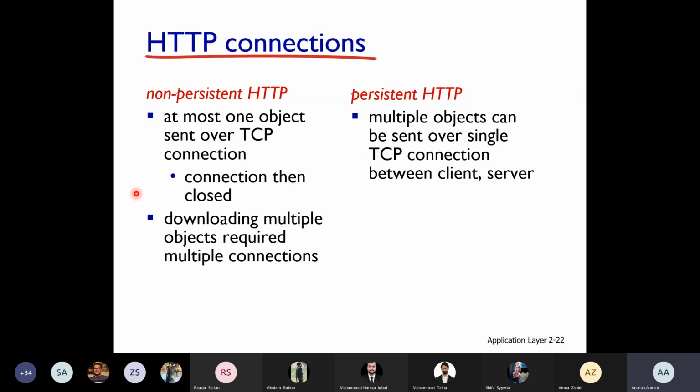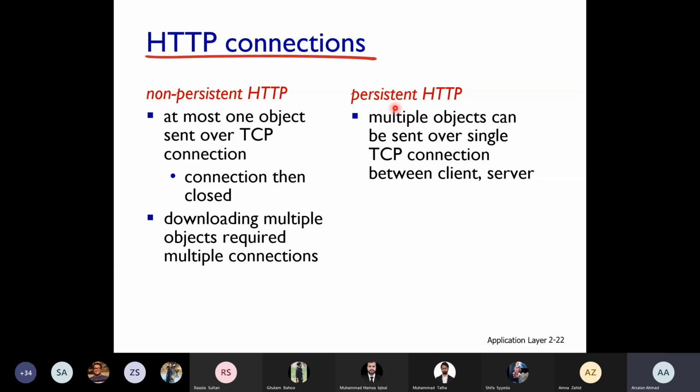It has a very poor page load time, because at most one object is sent over a TCP connection, then the connection is closed. And if you want to download multiple objects to render a web page, you require multiple connections. So obviously, a very basic and rudimentary approach which was taken in the early days of the WWW, maybe in the late 80s or early 90s. As soon as the World Wide Web started to expand, the performance of non-persistent HTTP was very poor, and the PLT was very high, and then they moved to persistent HTTP.